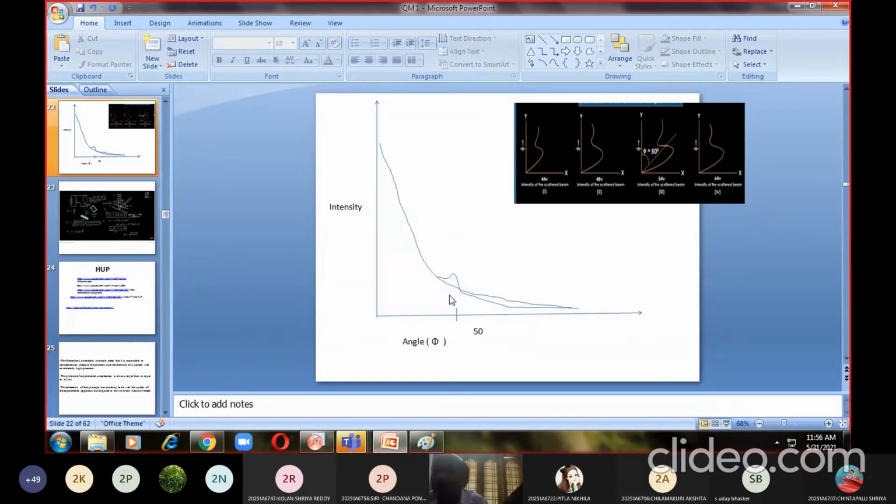So at 50 degrees, I found a bump. I doubted it. Then what did I do? I repeated the experiment n number of times, but every time at 50 degrees, I am getting a small bump. Then I said, okay, there should be something particular happening at 50 degrees. Then what did I do?